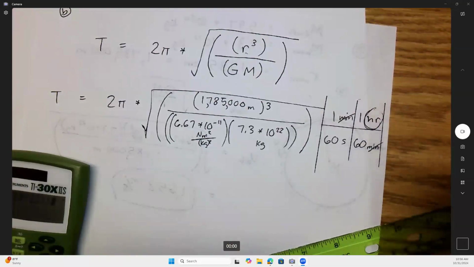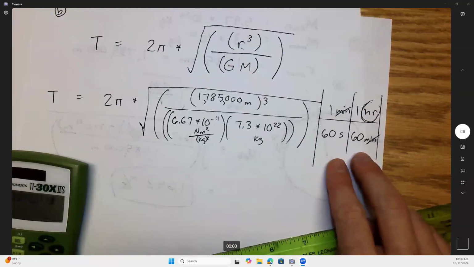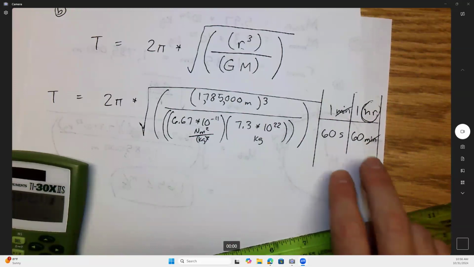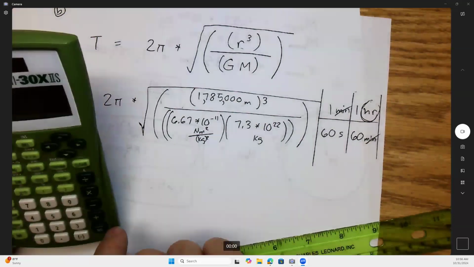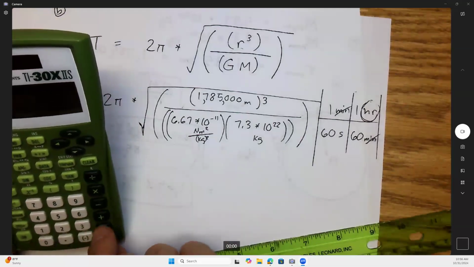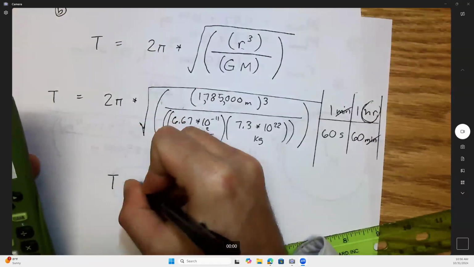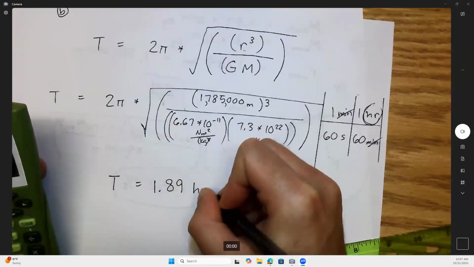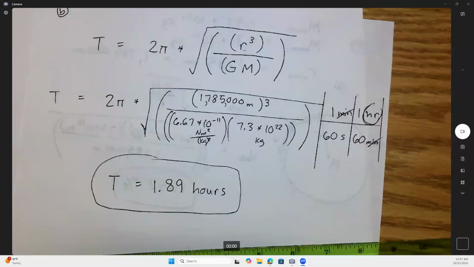Or if you want to do this all in one step instead of two, guys, how many seconds are in 1 hour? 3,600. Oh yeah, because 60 times 60 is 3,600. So I'm going to hit enter and then divide by 3,600. And I'm getting a time period of 1.89 hours. Are you guys getting that too?